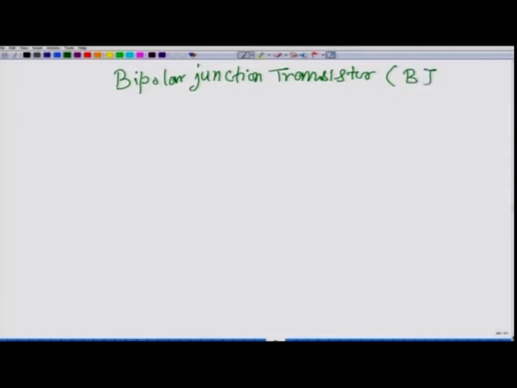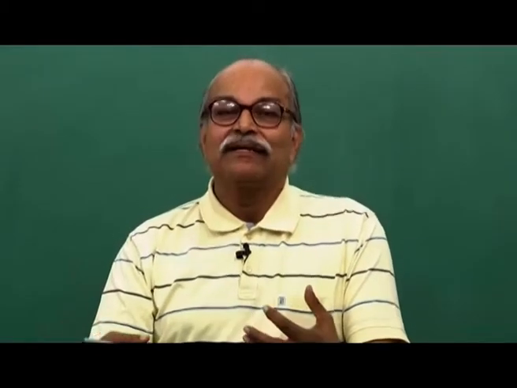BJT, bipolar junction transistor. As a PN junction contains almost all the physics which is required for semiconductor electronics, this BJT, bipolar junction transistor, is kind of a basic element using which you can make complex circuits for different kinds of uses. So, first let us see what this word transistor is.